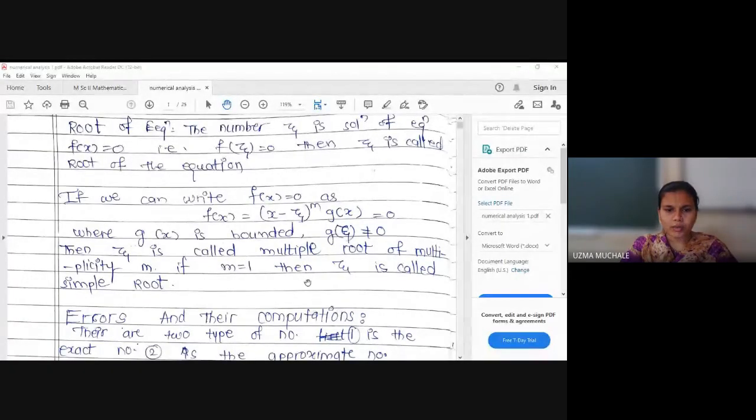Now let us go for the next one. This is the definition of root of an equation. The number zeta is called the solution or the root of the equation when f of zeta is equal to 0. That is, if f of x is equal to 0, then we say that f of zeta equals 0. If zeta satisfies your equation, then zeta is called a root of the equation.